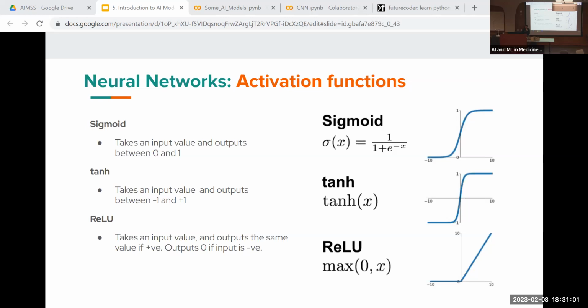As I said, we use different activation functions based on the output that we want and the range of the output that our data set has. And you can read more about these activation functions to get more acquainted with them.